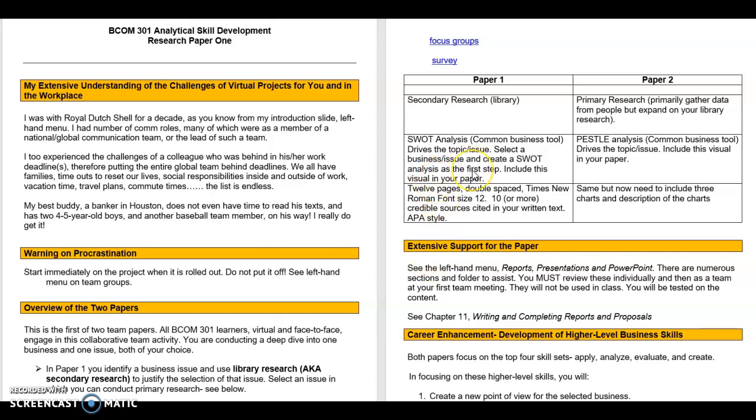Basically, you're going to select a business or a business issue, that's up to you, and do a SWOT analysis as your first step, being guided by what you find in the digital library. Your SWOT analysis visual would be included in your paper. The same thing would be for paper 2 with the PESTLE analysis.